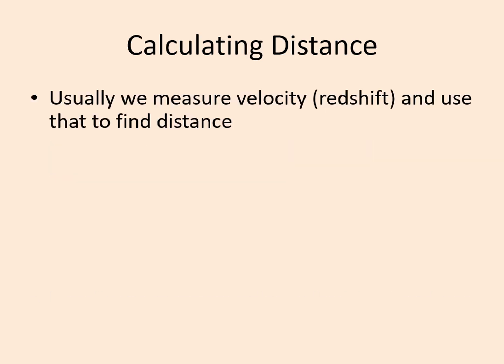One of the most common uses for Hubble's law is to calculate the distance of a galaxy. To do this, we have to rewrite the formula to solve for distance. Here's what that looks like. Note that the velocity has to be in kilometers per second, because those are the units in the Hubble constant.